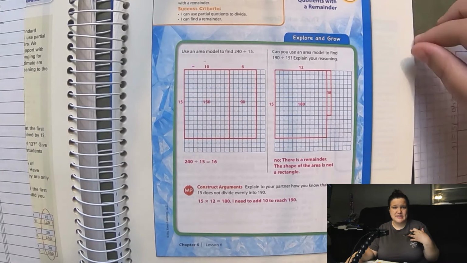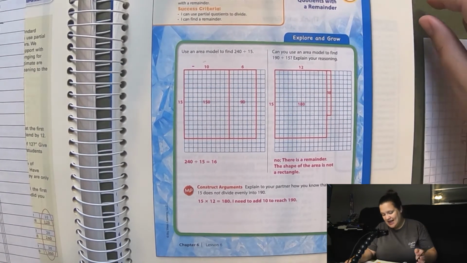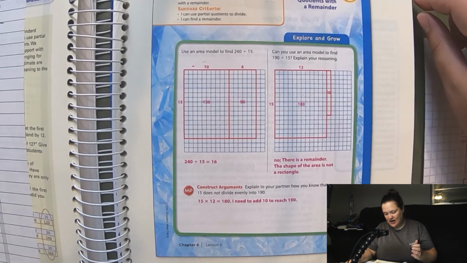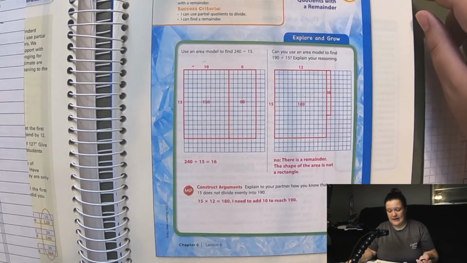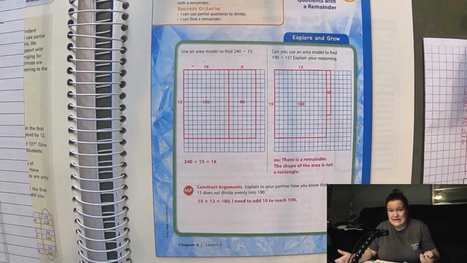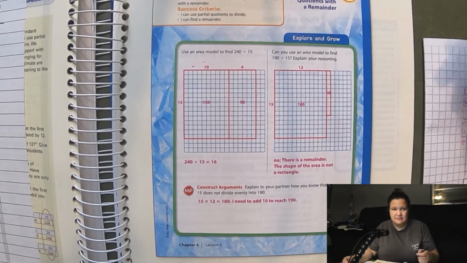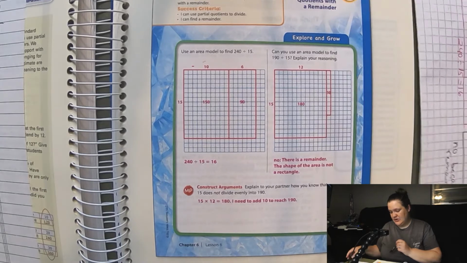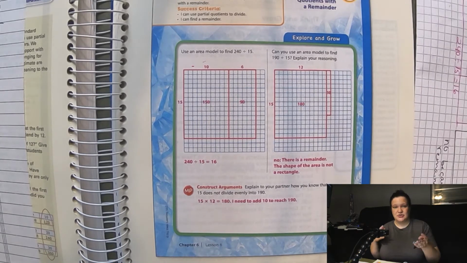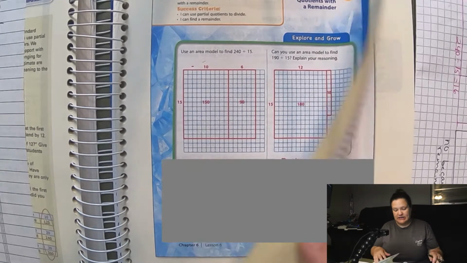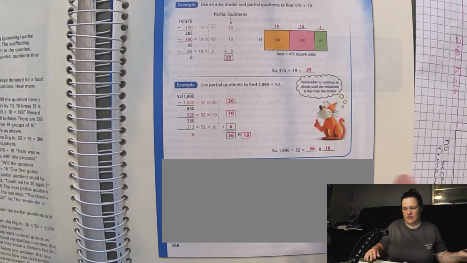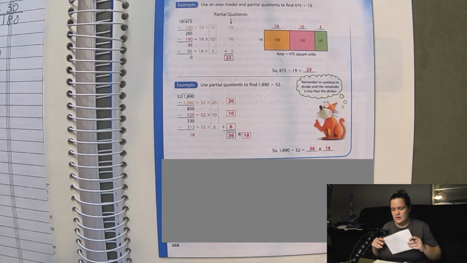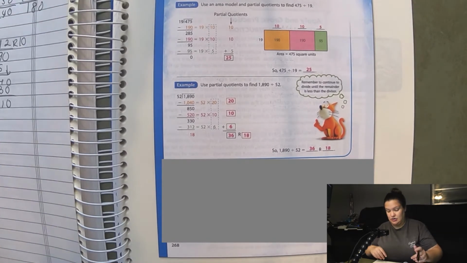Explain to your partner, well, just explain to me on your paper, how you know that 15 does not divide evenly into 190. We know because it has a remainder. It doesn't divide evenly, we just did it. You'd need to add 10 more to your partial quotient to get there. Alright, so let's do some remainders. Or see if they've got remainders.